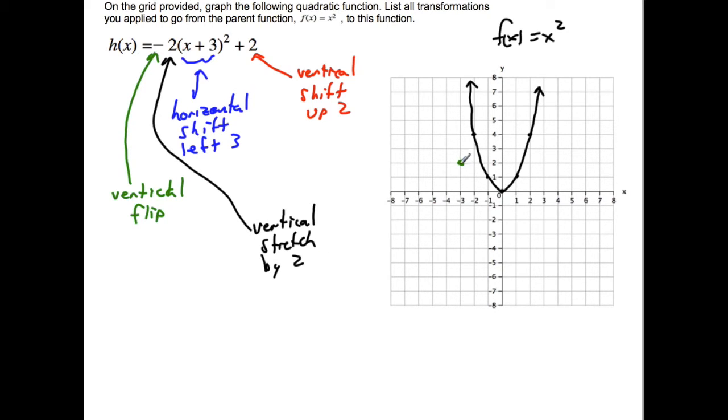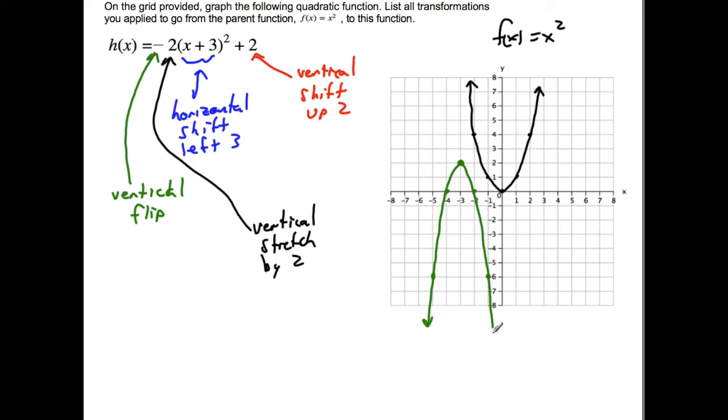So I know that before I went over 1, down 1. But now I'm going to go over 1, down 2. Go over 1, down 2. Before I went over 2, down 4. Now I'm going to go over 2 and stretch it twice as much by 8. Same thing on the other side. We can just reflect that point over the axis of symmetry.